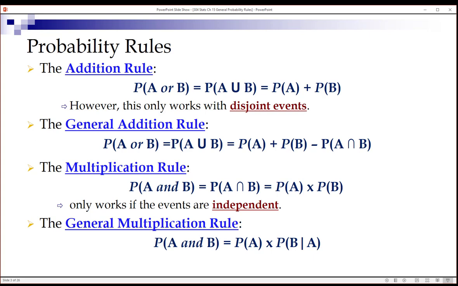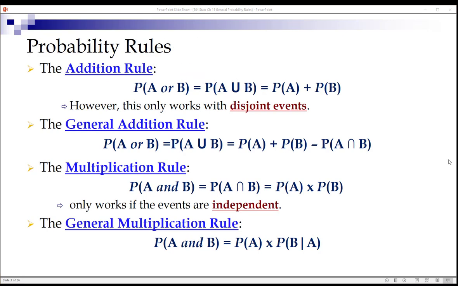We have the multiplication rule, where the probability of A and B is the probability of A times the probability of B, but that only works if they're independent. And then we have our general probability rule, which works anytime, which is the probability of A and B is equal to the probability of A times the probability of B given A.